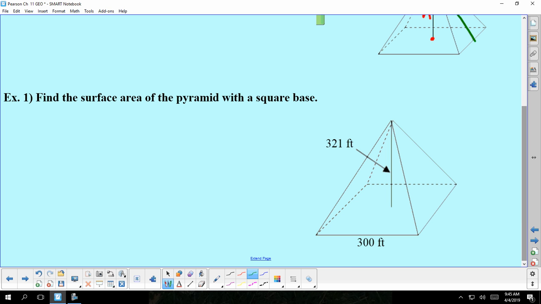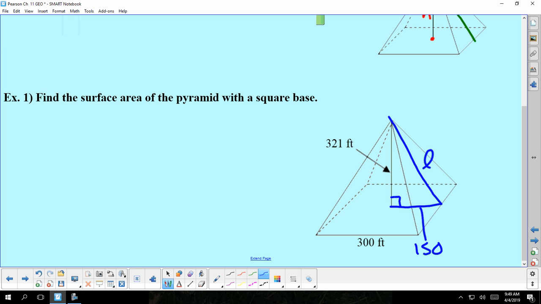So one thing we need to do is, do we necessarily need that height? Well, we kind of need it, because I need to figure out what this slant height is. So I'm giving this 321. This length is going to be half of the base, or 150. And I can figure out that slant height using the Pythagorean theorem. So go ahead and do that. Draw the net, find the dimensions of the triangles, and the area of the triangles, and the area of that square.